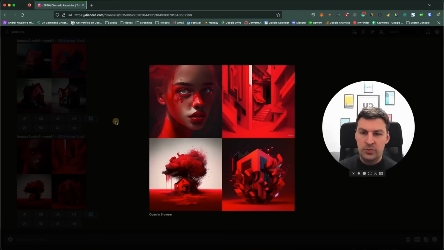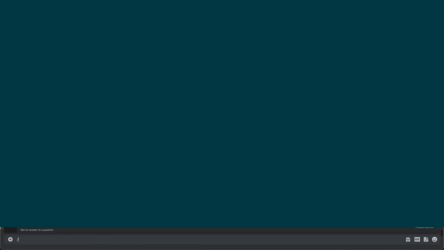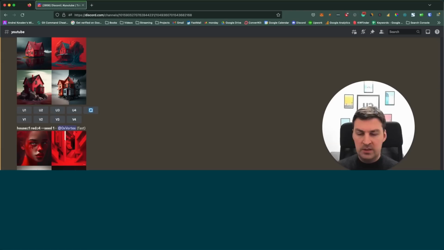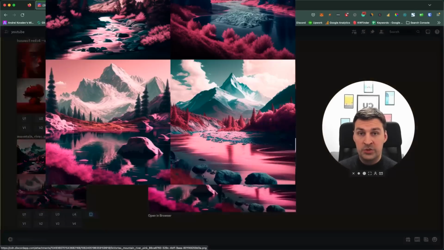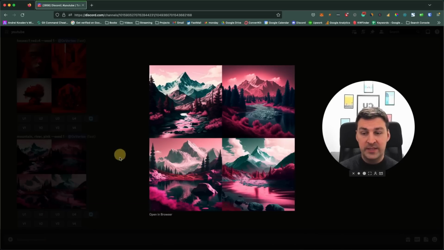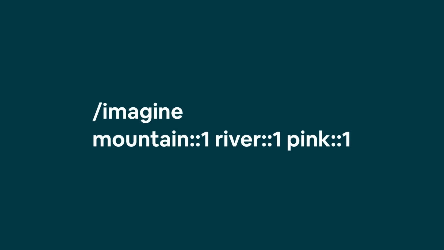So let me show you this with a completely different example. And this time we're even going to use 3 different keywords. So I'm going to enter mountain, river, pink, seed 1, and this is without any weightings. And what Midjourney does is it puts those 3 words together as a single concept and gives us 4 landscapes of mountains with a river in them, and there's pink color all over the place. But what happens if we replace those commas and instead put weightings of 1? Imagine mountain with a weighting of 1, river with a weighting of 1, and pink with a weighting of 1.